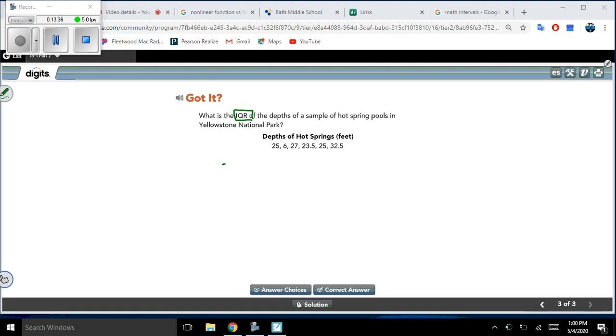So I'm going to go 6. I'm going to cross them out as I go so I don't forget. I'm going to go 23.5. I'm going to go 25. I have 2 of those. I'm going to go 27. And I'm going to go 32.5. Okay? So based upon what we know so far, we have 1, 2, 3, 4, 5, 6 data points.